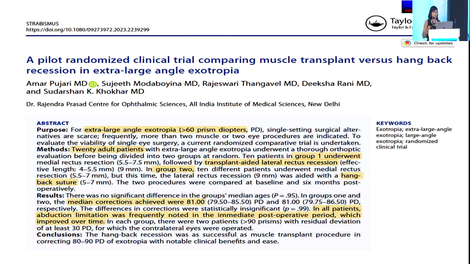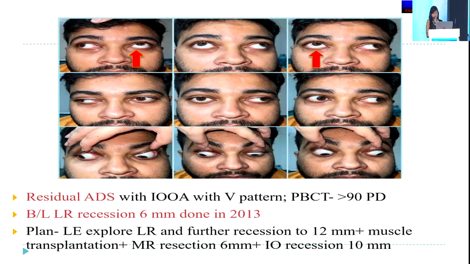So this was a study that was published from a center by Dr. Amar Pujari, and he has achieved good results of correction of around 80 prisms in large angle exotropias using muscle transplant with minimal limitation in abduction. Now this is an interesting case, as Dr. Suma was just describing, that in residual cases of exotropia, you can attempt muscle transplantation.